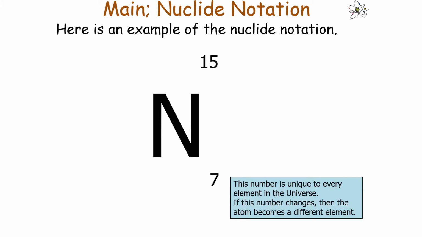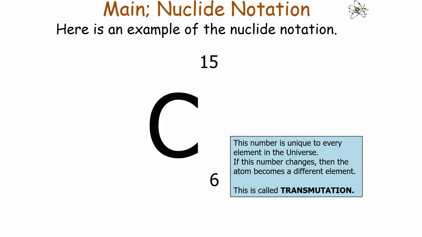So the number of protons is unique to every element in the universe. If this number changes, the atom becomes a different element. If this takes place, we call that transmutation.